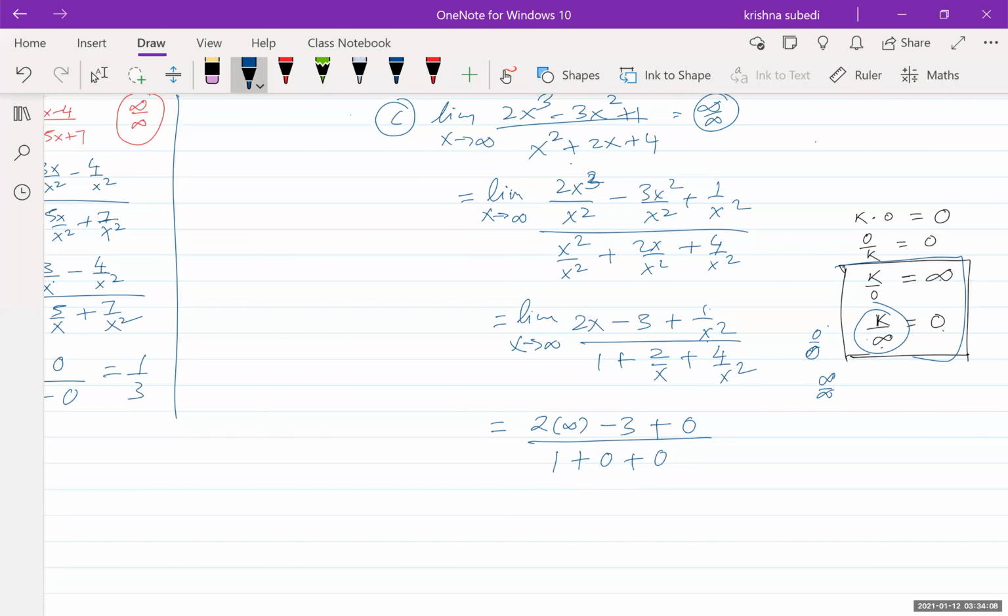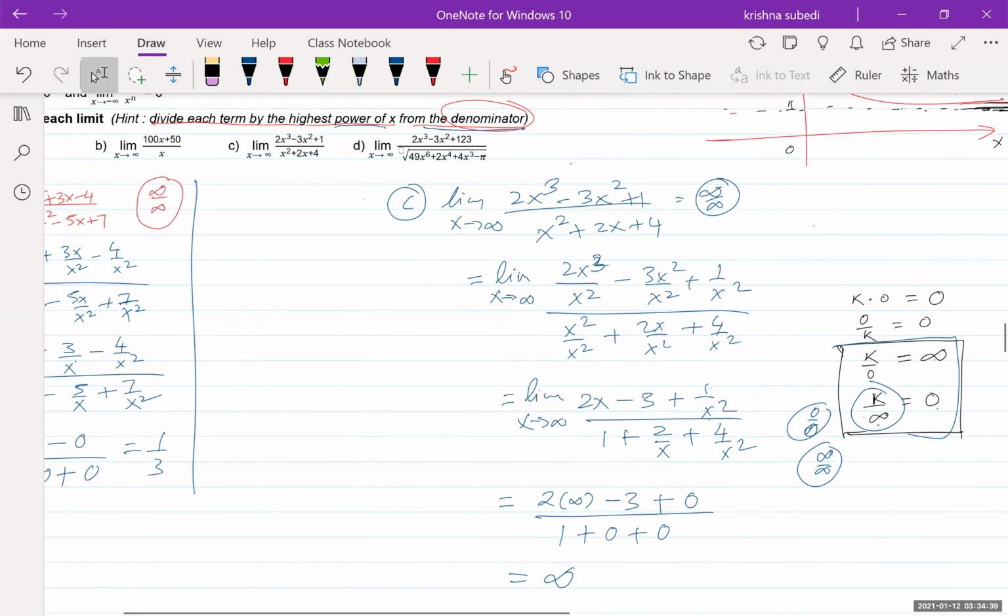Now, this is not in any one of these forms. So your answer is going to be 2 times infinity. How much is that? Is it 2 infinity or simply infinity? Simply infinity. And infinity minus 3. If you subtract 3 from infinity, what do you get? Still infinity. Okay, so I can write simply infinity. All right, so that is your answer. Or you can say undefined, because infinity is an undefined value.